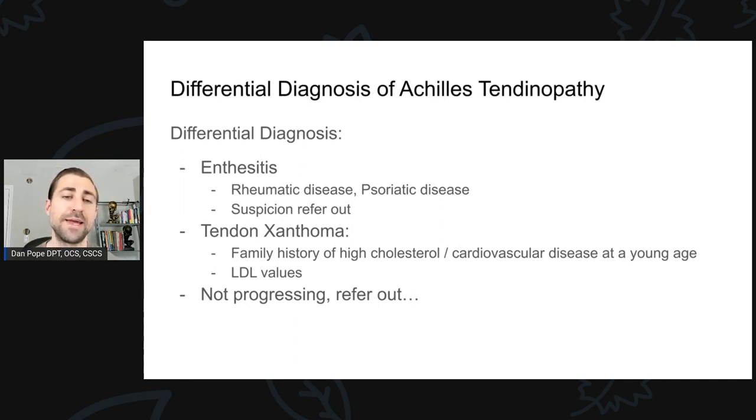You could also have a tendon xanthoma, right? And if there's a family history of high cholesterol or cardiovascular disease at a young age, or just high LDL values, that's what you might be dealing with. It may not be the Achilles tendinopathy, right? I think the big thing to keep in mind is if you think that it's something different than Achilles tendinopathy, where someone's not progressing as they should over the course of time, and we'll talk about how they should progress over the course of time, then you just refer out. Okay. Piece of cake. Nice and easy to do.